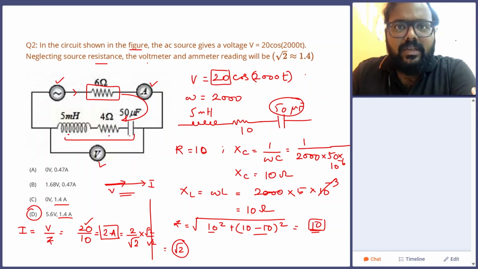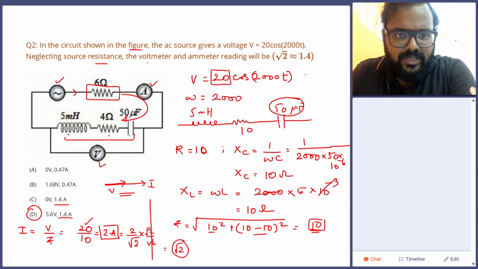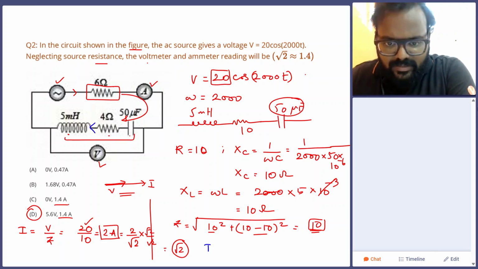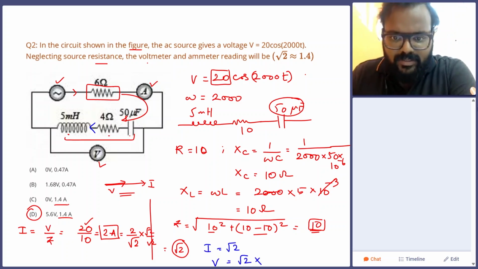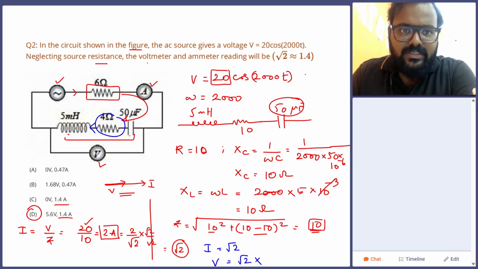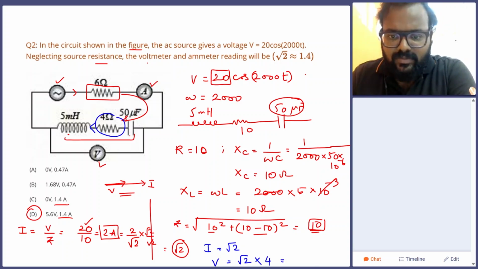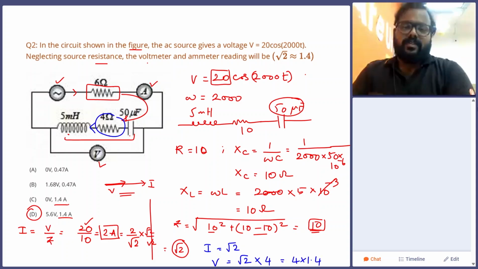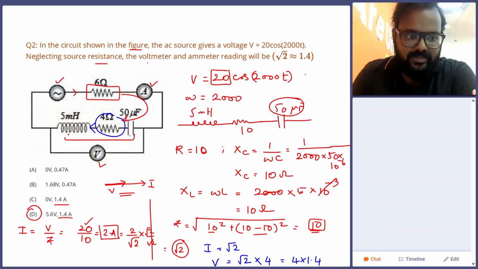Listen. So the current here is root 2. Now the potential drop is root 2 times, what is the resistance here? Resistance is 4. So you'll get 4 times 1.4, which is 5.6. That's your answer. Okay, this circuit is in resonance.